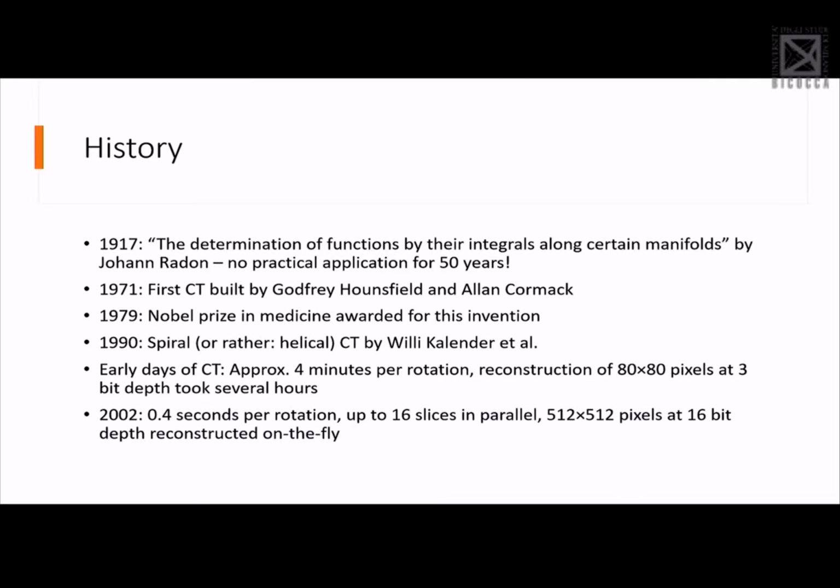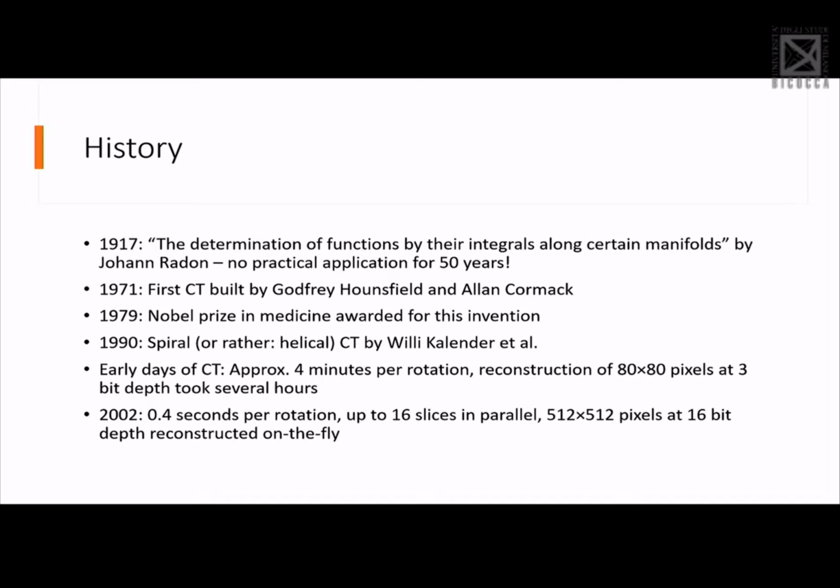Here's the history. In 1917, a mathematician came up with the idea, in a paper with a strange name, of a purely theoretical invention which relates an image to its projections, which is what we said before. You have projections along lines, and these are the views that we have along each angle. Some 50-something years later, Godfrey Hounsfield and Allan Cormack built the first actual physical CT scanner, and 8 years later they got the Nobel Prize in Medicine for this invention.